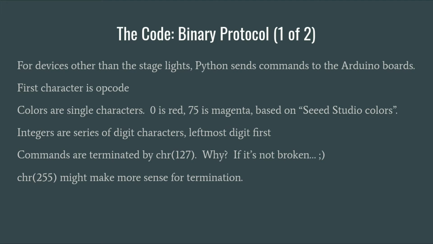How do we talk to the Arduino board like the ones on the Tetrahedron in the base? For that, a binary protocol for use over USB was devised. The first character is the opcode or command code. Colors are single characters from 0 to 75, again based on the Seed Studio set. Integers are series of digit characters. For example, 901 is character 9, followed by character 0, followed by character 1.